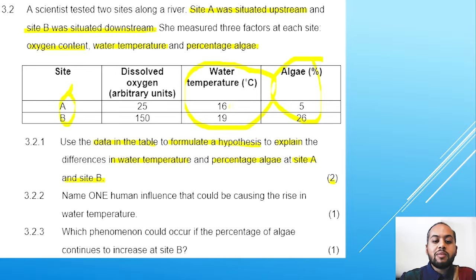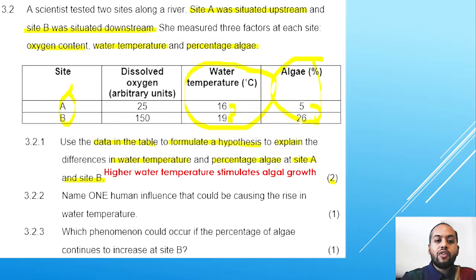If you look at the water temperature, it's increasing from 16 to 19. The percentage of algae also increases from 5 to 26. Therefore, we could simply say that high water temperature stimulates algae growth. You could also say as the temperature increases, the percentage of algae is also going to increase.